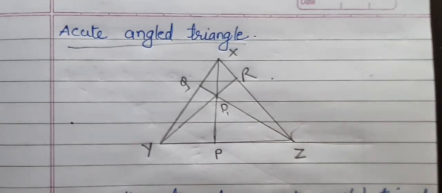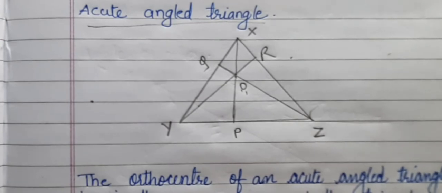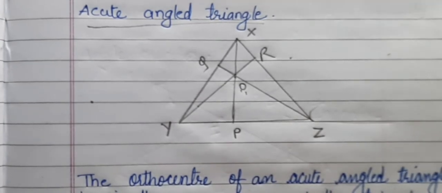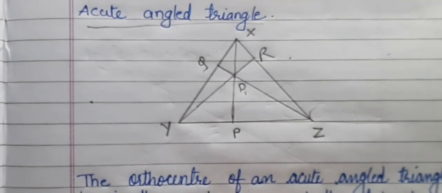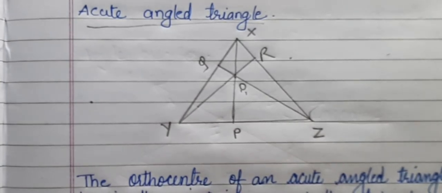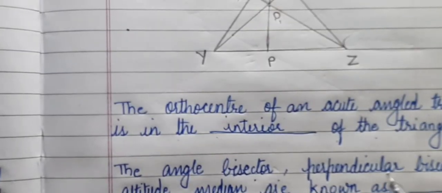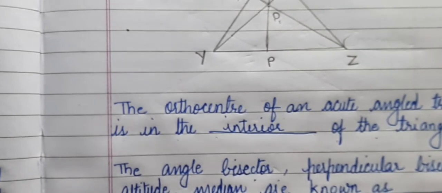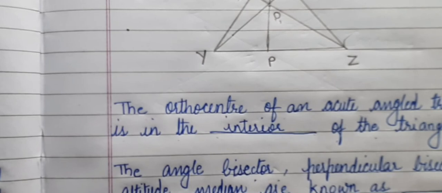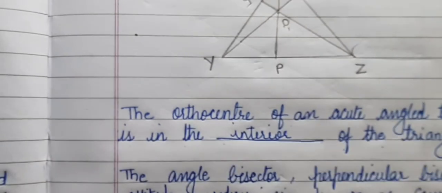Okay. So in general, if I have to write, what am I going to write? The orthocenter of an acute angle triangle is in the dash of the triangle. So what will come in the dash? Interior of the triangle. Okay. Now the angle bisector, perpendicular bisector, altitude, median are known as cevians. What are they known as? Cevians, it's not in your book, just for your general knowledge, okay.